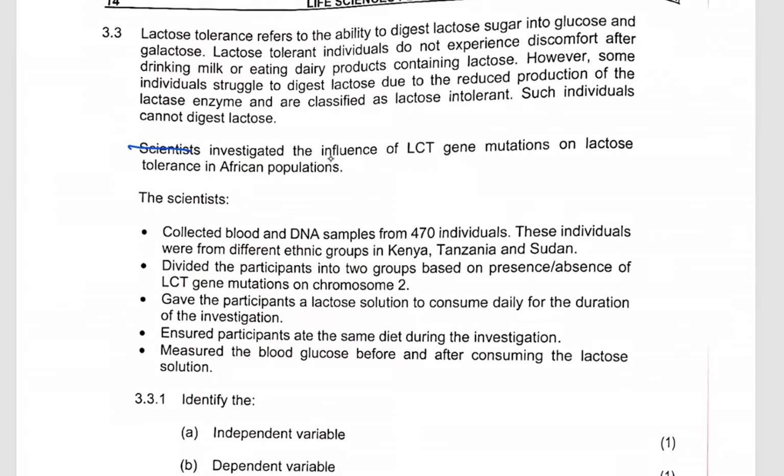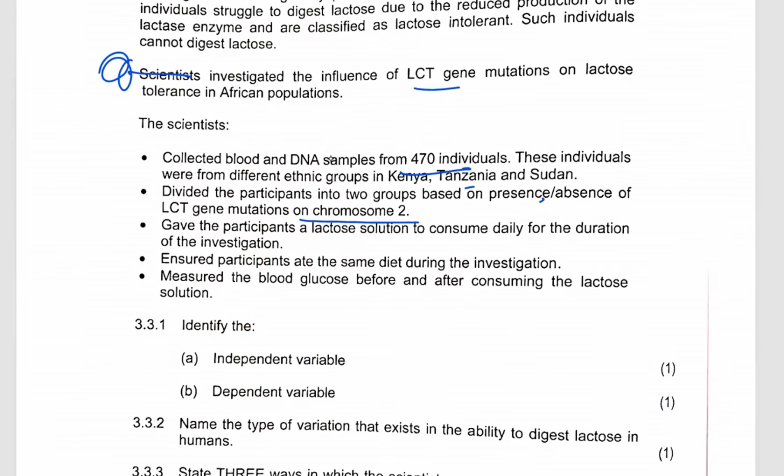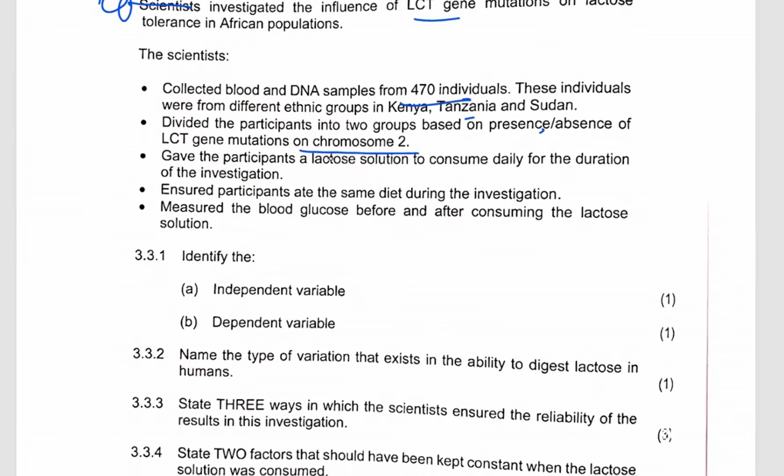Scientists investigated the influence of the lactose intolerance gene mutation on lactose tolerance in African populations. Okay, this is very important. They collected DNA from participants found in Tanzania, Kenya, and Sudan. They divided the participants into two groups. They gave the participants a lactose sugar solution to consume daily, and ensured that participants ate the same diet during the investigation, measuring the blood glucose before and after.